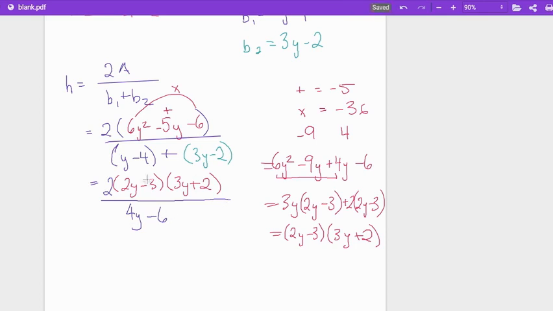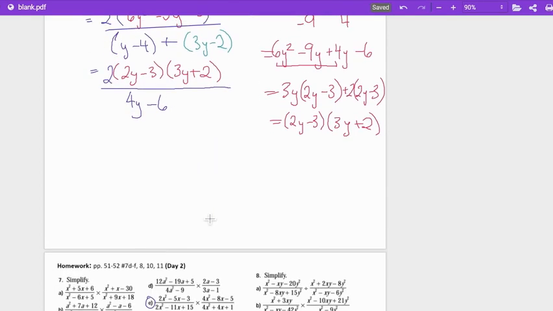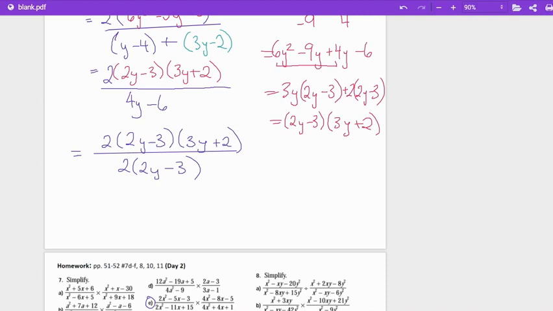Okay, now I don't want to rewrite all of this, but I will. 2y minus 3. If I were you, I would just immediately factor out the 2 here. Right, we've got 2y minus 3. And so we can simplify the expression by cross-canceling 2 of the binomials.